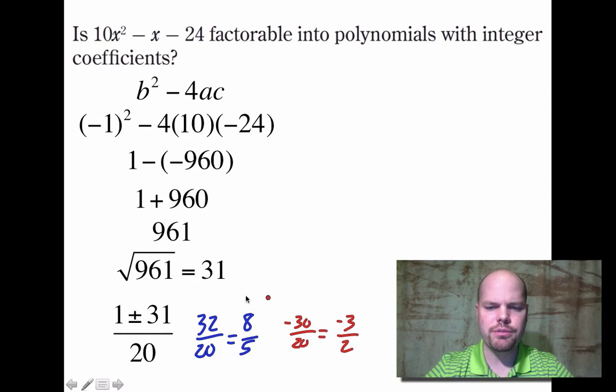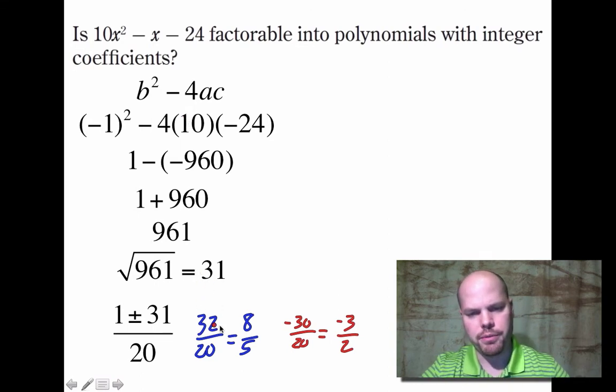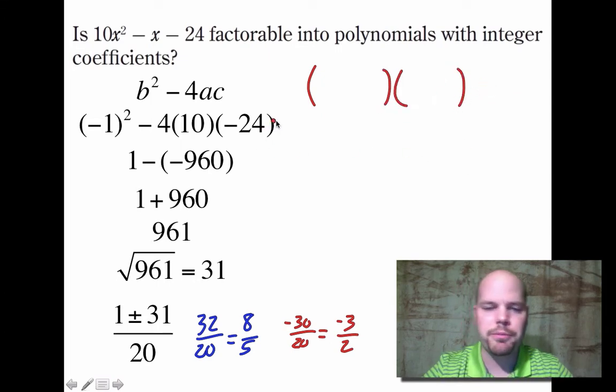Now, how can you use those answers, if this was equal to 0, to help us factor this? Because these are solutions to the quadratic formula if it was equal to 0. Well, we would have 8/5. So using the zero product property, if this was equal to 0, I would have a solution of 8/5. So that means to get this, I would have had to add 8 and divide by 5.